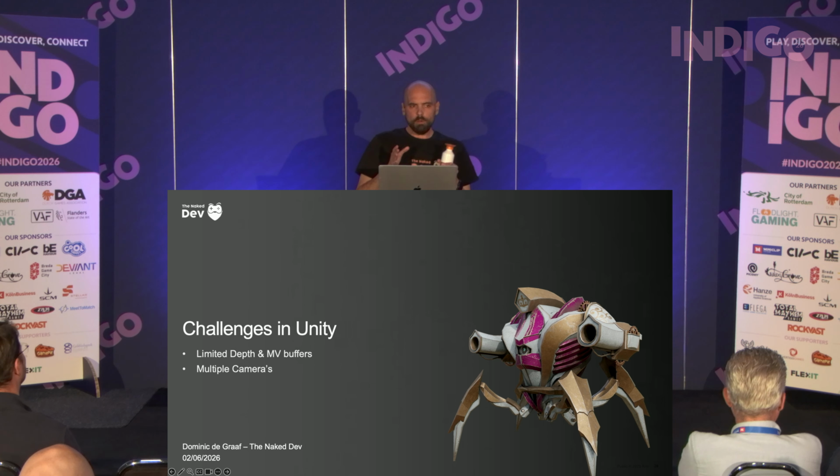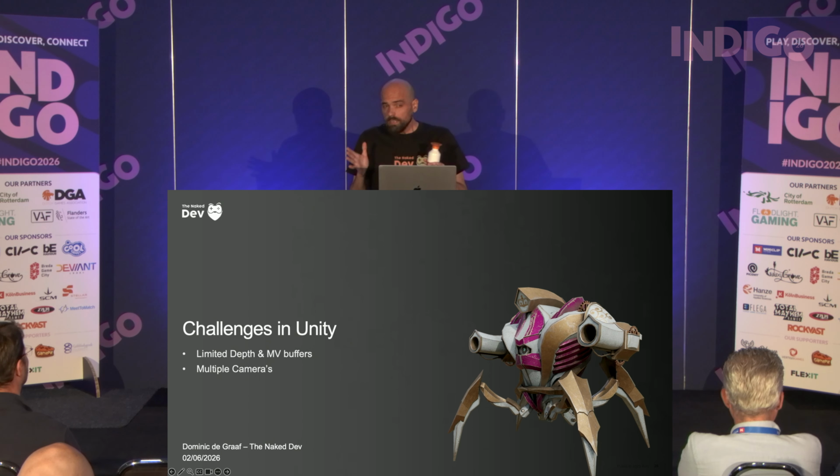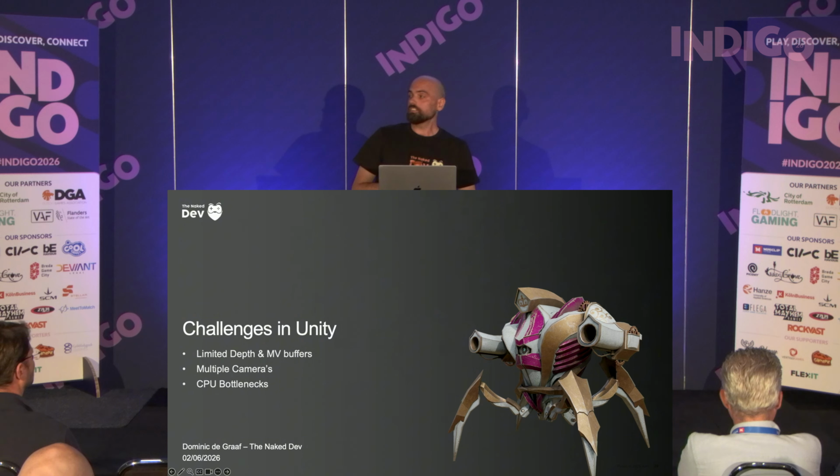The only issue here is that when you add two cameras on top of each other, the depth and the motion vector buffers aren't being merged correctly. And you can guess, it ends up with limited depth and motion vector buffers. Again, really creating a lot of artifacting in the output of the upscaler. Another side effect of using multiple cameras in Unity is that it adds a huge CPU bottleneck to the game, lowering performance. And, well, that brings us to the second challenge in Unity.